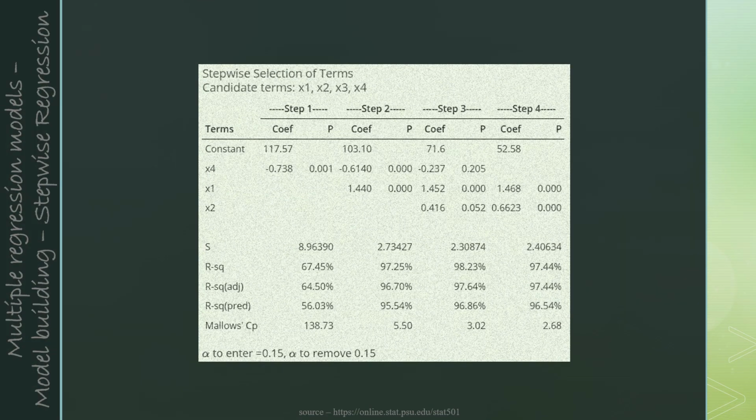Step 4 removes predictor x4 from the model since it fails the alpha to remove test. With x3 failing the alpha to add test, the model finalizes with predictors x1 and x2. Standard deviation, R-square, adjusted R-square, predicted R-square and Mallows' Cp are calculated for the final model.